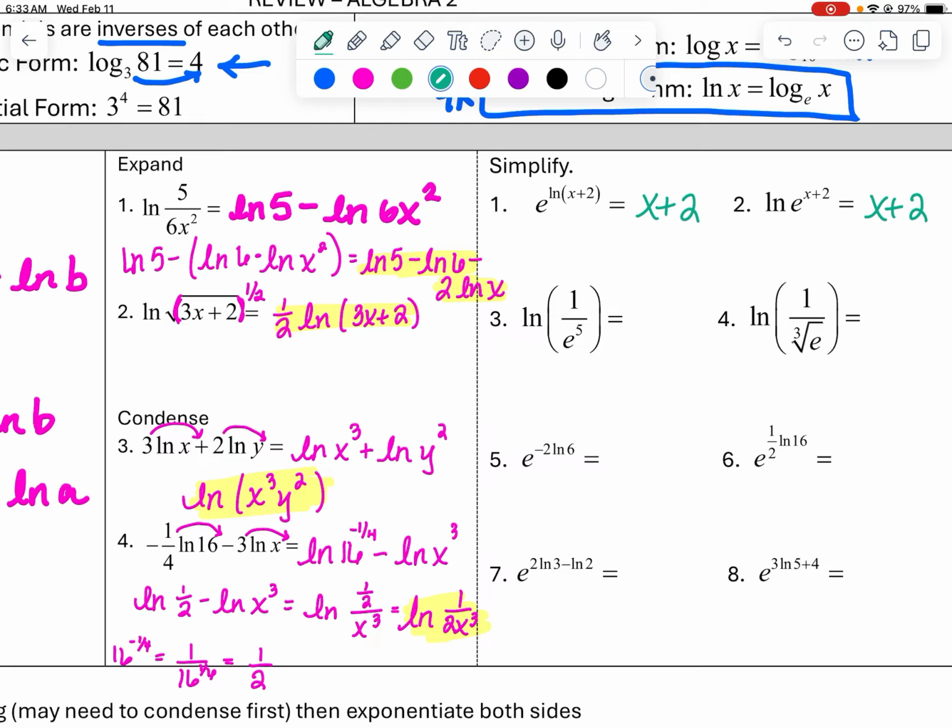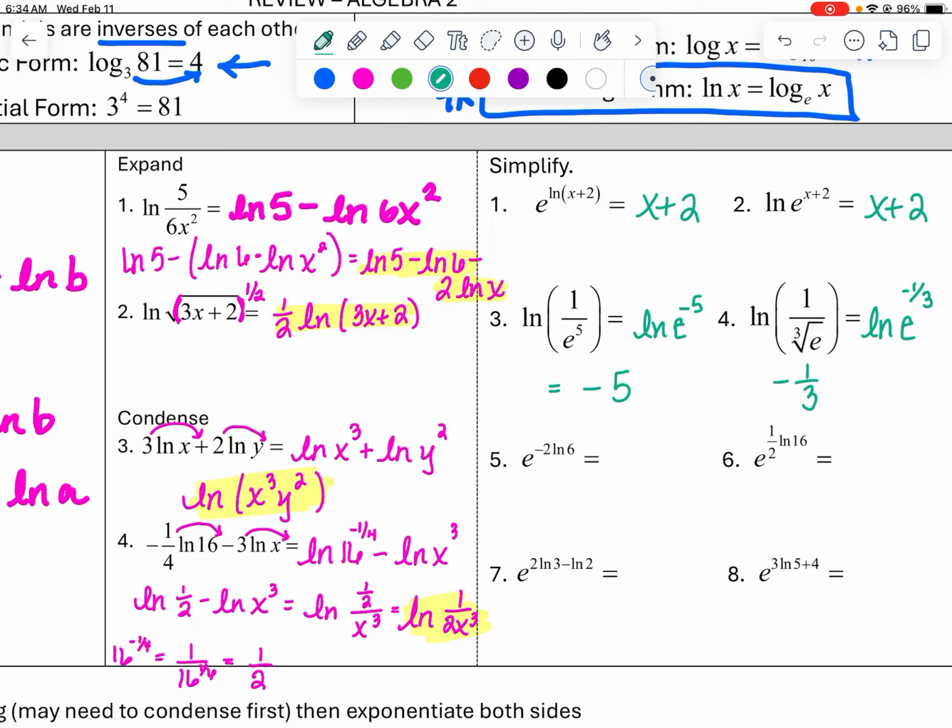Number 3 is similar, but we need to rewrite it first. So this is natural log of e to the negative 5, and then this looks just like number 2, and the answer is just negative 5. Same thing with number 4. We're going to write this as natural log of e to the negative cube root, so negative 1/3, which is just then negative 1/3. The e's and the natural logs cancel each other out, but they have to be right next to each other.